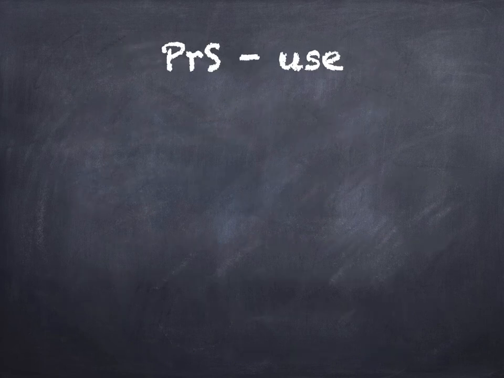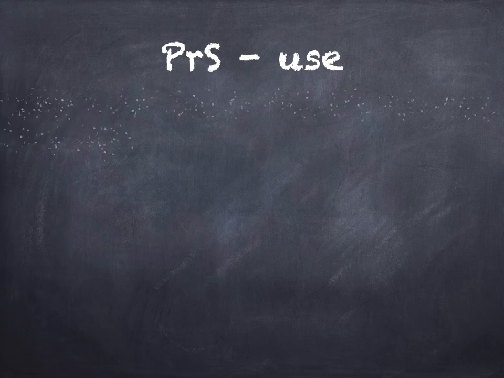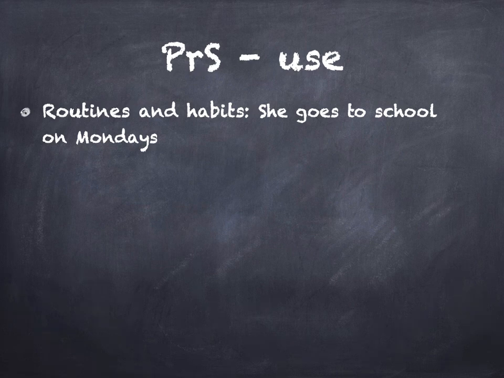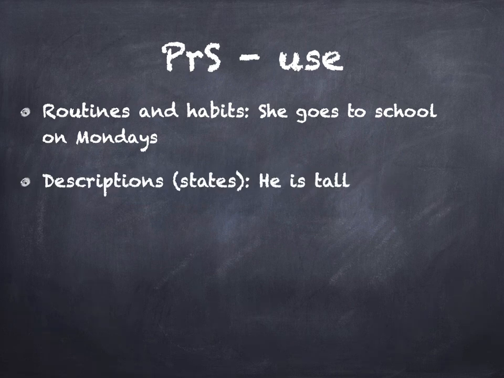And then the use. When do we use the present simple? Well, we use the present simple to talk about routines and habits. She goes to school on Mondays. We use it to make descriptions. He's tall. Always referring to states, describing characteristics that are not temporal.